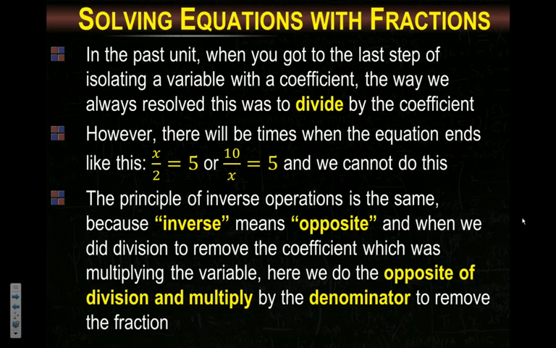Because in this case, I can't divide by a coefficient. Remember, this whole process is called the inverse operations method for a reason. Inverse essentially means opposite. So when we do the opposite of multiplication, we do division. In this case, x over 2 as a fraction means x divided by 2. What's the opposite of division? Multiplication. So what we're going to do is multiply by the denominator.